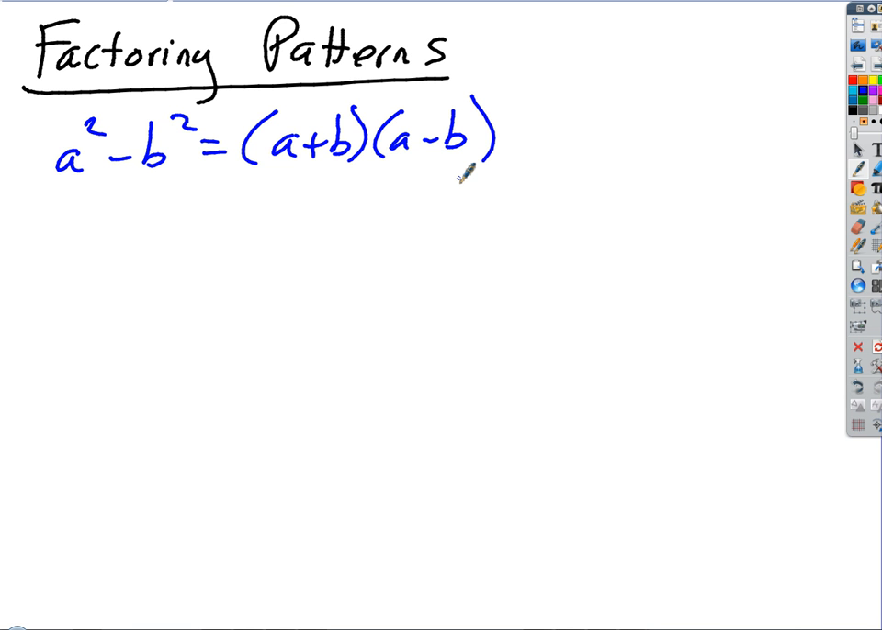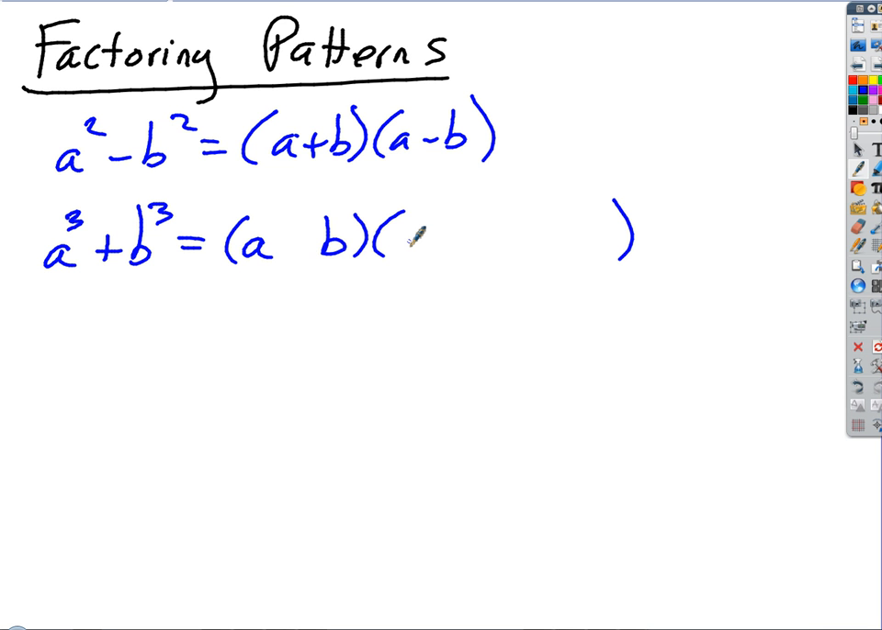Okay, so now we've got the other patterns, the sum of cubes and the difference of cubes. A cubed plus b cubed. Here's how you can remember these. Real simple. They're going to factor into two factors, a small one and a big one. The first one is going to be whatever A and B are. Those are the two terms in the first factor.